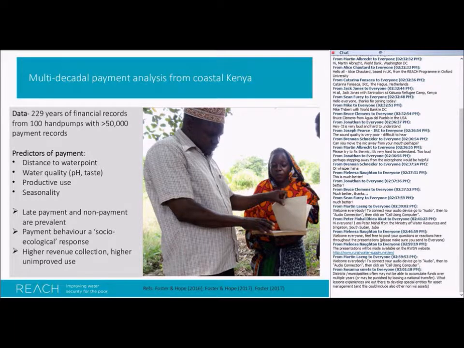So one effect that we could really see is that legacy matters. If you install infrastructure in a place where water quality is poor, people are less likely to pay. And this may be, again, unsurprising, but this is really long-term evidence on this.